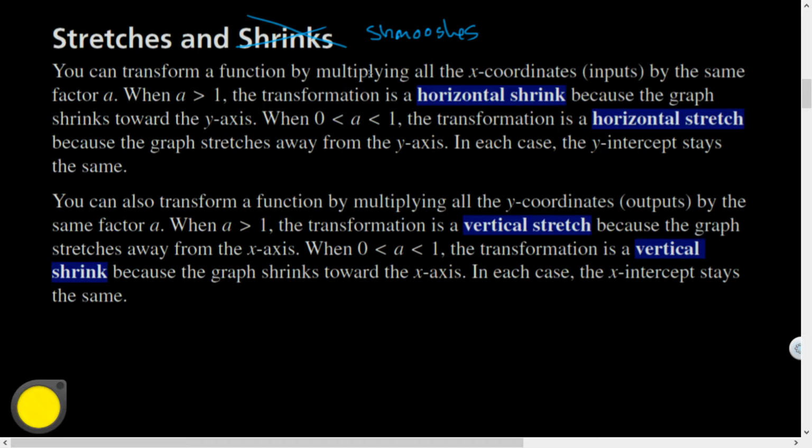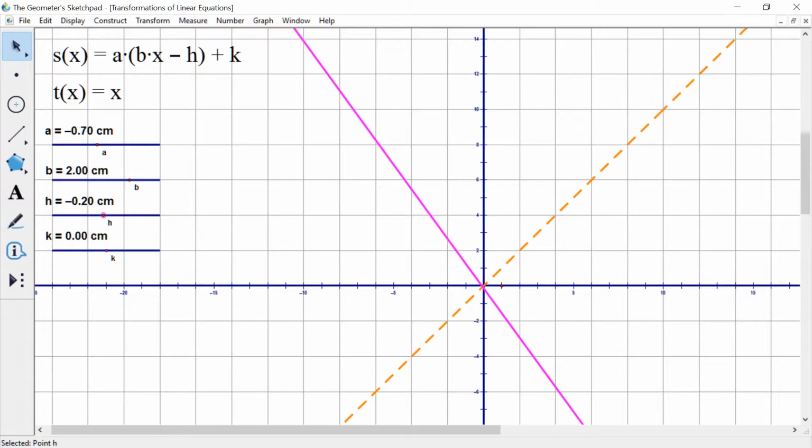You can transform a function by multiplying all the x-coordinate inputs by the same factor of a. When a is bigger than 1, the transformation is a horizontal shrink because the graph shrinks towards the y-axis. And now that's the weird thing. I'm multiplying the inputs by a number bigger than 1, and it schmooshes it, which is not what I would have expected. Let me, actually, just for our internet friends, let's show them this little thing that we were playing with earlier.